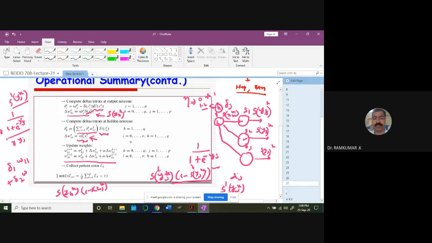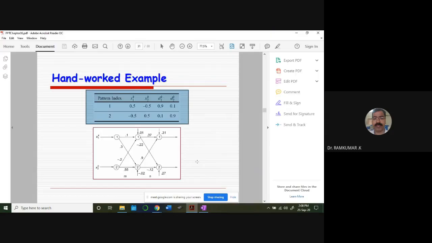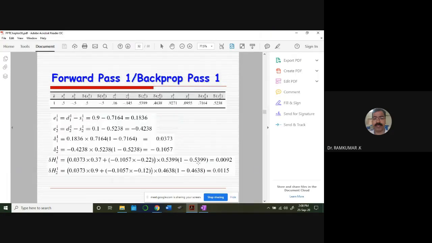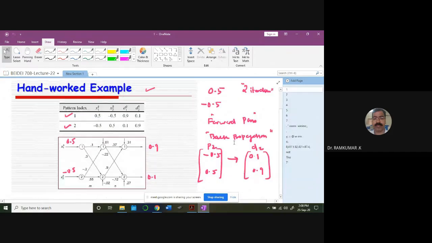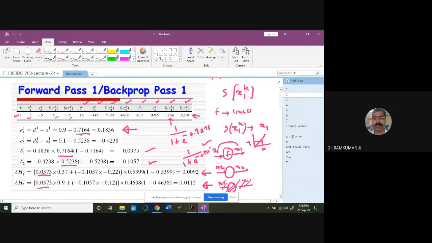So we will be using this formula for computing. Now, if you look at the problem, you can clearly understand stage by stage and visualize it. You compute E1 first, followed by this. So we compute E11, this is one, E21, this is one. Then delta 1, delta 2.